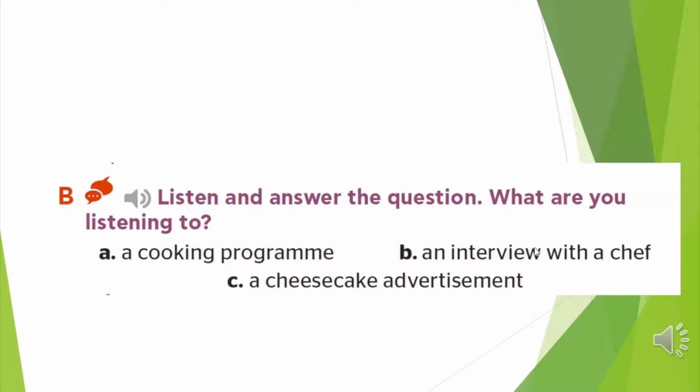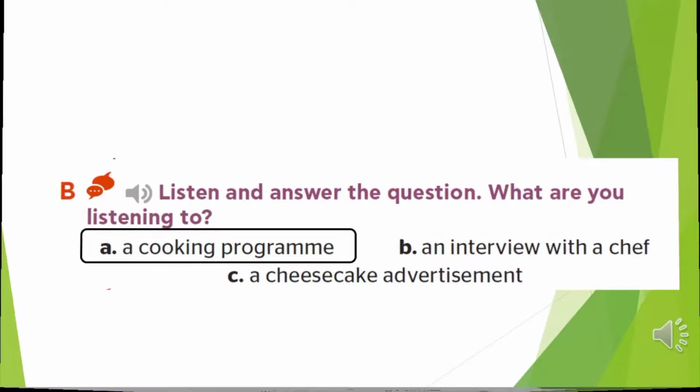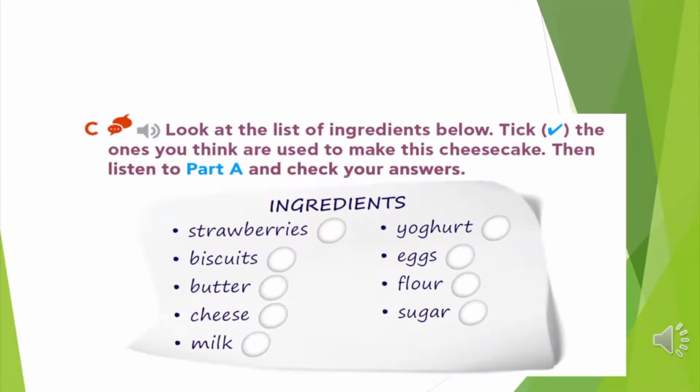Right, my students. What are you listening to? Listen to. Great. B. Fantastic. Listen and answer the question. You're listening to a cooking program. That's right. Now, listen to the list of ingredients below. Tick the ones that you think are used to make this cheesecake. Then listen to part A and check your answers. Listen again.